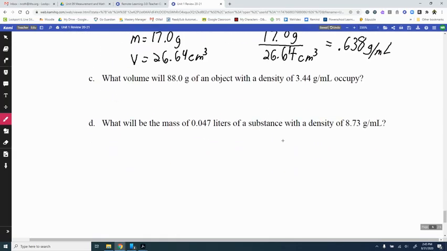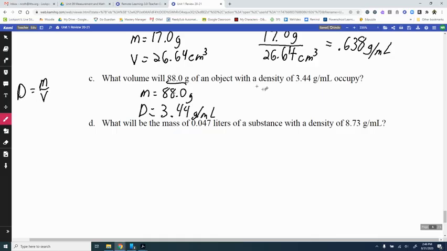All right, next, I'm going to write this formula down again. What volume will 88 grams of an object, so 88 grams, that's our mass, of an object with a density of 3.44 grams per milliliter? So this time we don't have volume, we have density. So this time we have to rearrange our equation. We have density, so that means we have to get volume by itself.